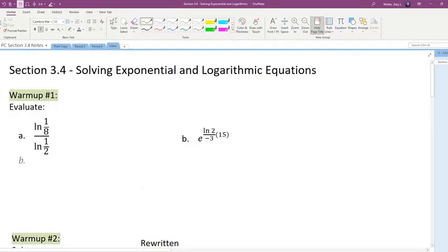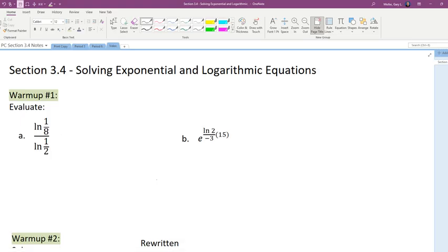All right, in this video, we're going to be solving exponential and logarithm equations. And to get started, let's go ahead and tackle these two problems. For all the problems in here, again, please pause the video and try them on your own first.